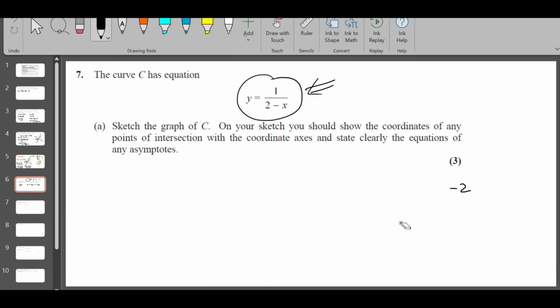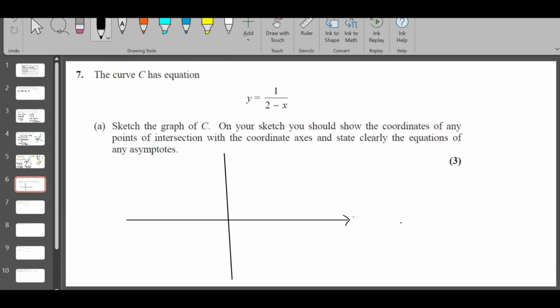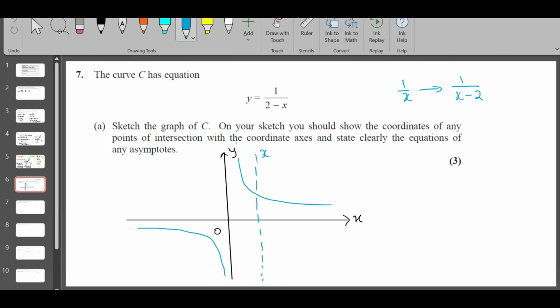So I'm going to start from 1 over x first. Let's draw the y-axis, x-axis, label the axis and the origin. Okay, now listen to me carefully. This is 1 over x, and then 1 over x minus 2. That means the graph should be moved to the right side 2 units. So you will get one asymptote here at x is equal to 2. Always mention the equation of the asymptote, and you have a piece of graph here, another piece of graph here. That's 1 over x minus 2.